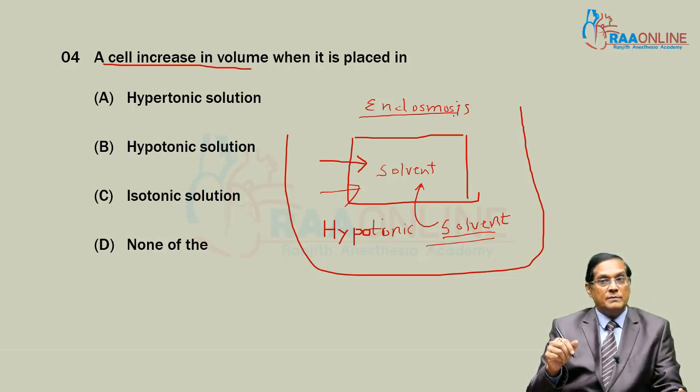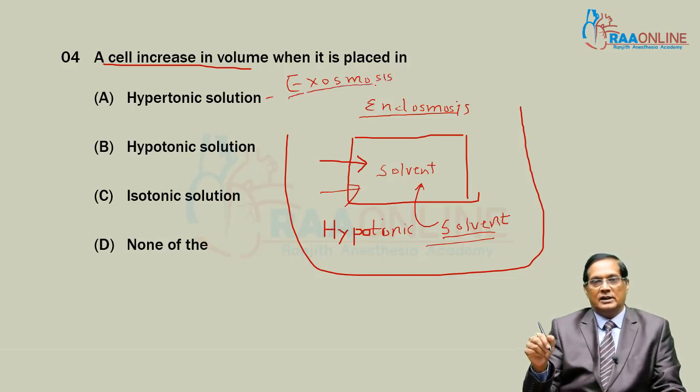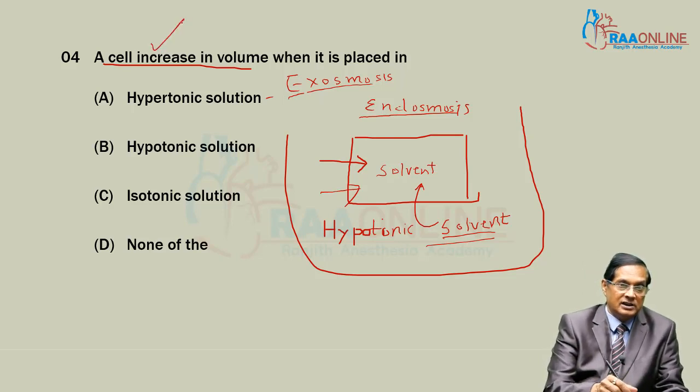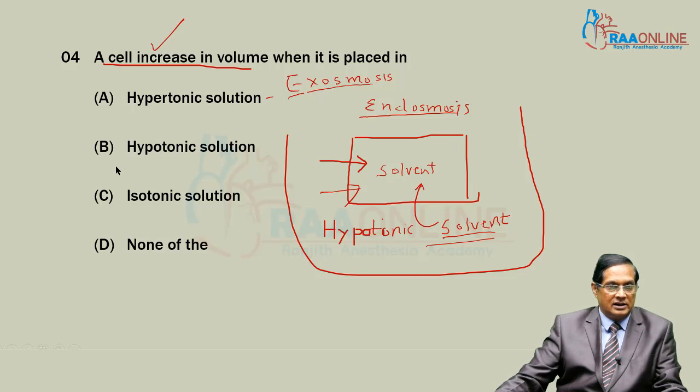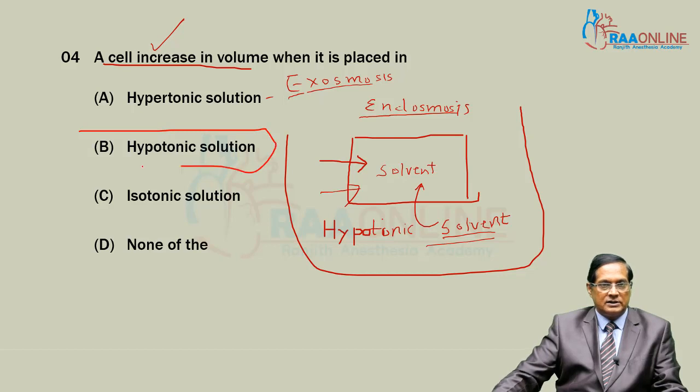If it is kept in hypertonic solution, the cell performs exosmosis. That is, solvents are transported to the solution. In that case, if solvents are released from the cell, it becomes flaccid. But here the volume increases, that's why answer B is correct. In isotonic solution, there is a state of equilibrium, so neither in nor out. So the correct answer for this question is hypotonic solution.